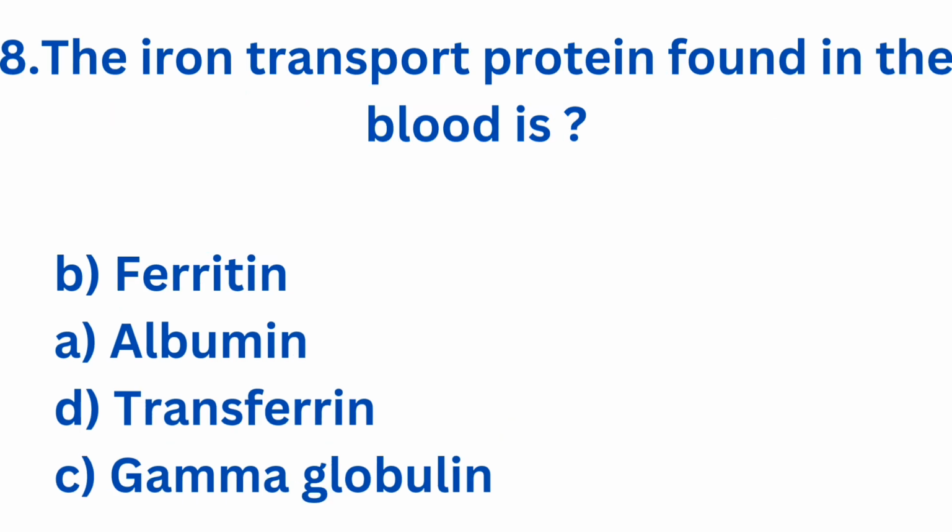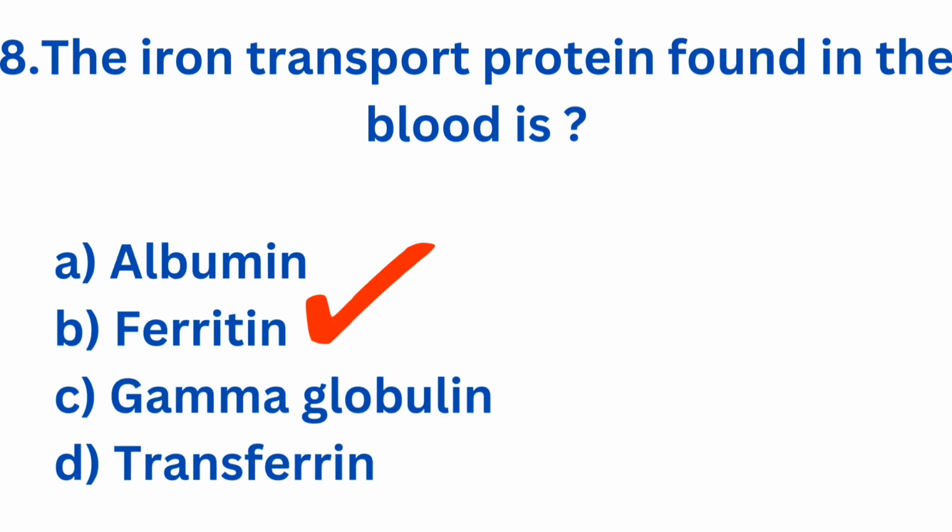Question number 8. The iron transport protein found in blood: ferritin, albumin, transferrin or gamma globulin. Which of the following is the iron transport protein found in blood? The right answer is ferritin. The iron transport protein found in blood is ferritin.